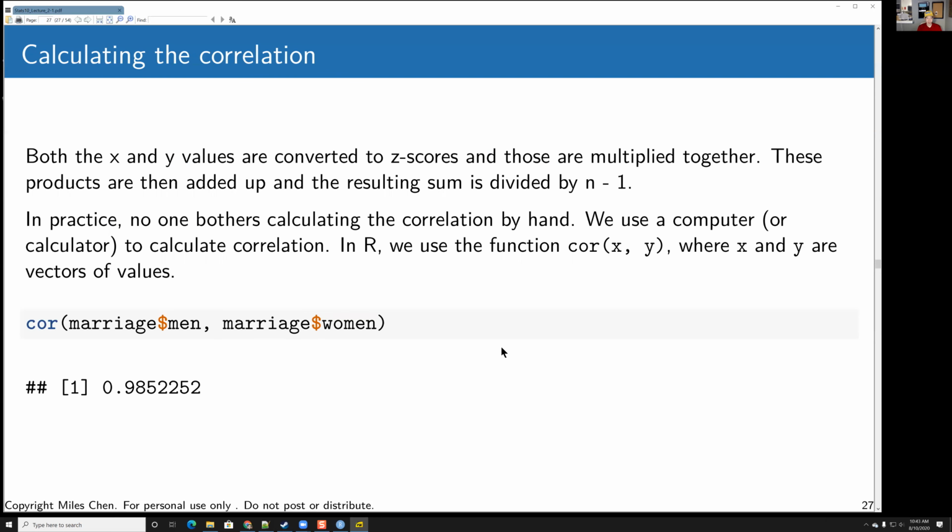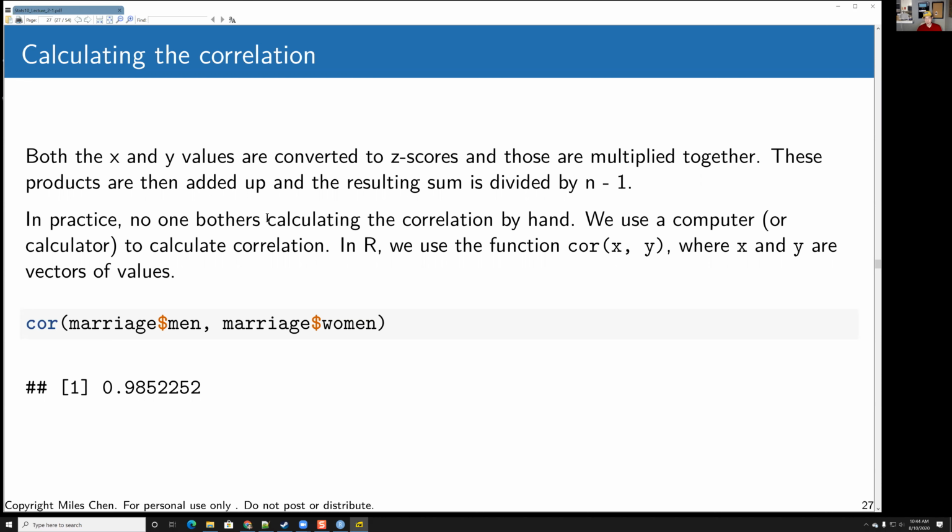All right, so in our course, we are not going to bother learning how to calculate the correlation by hand, okay? So I'm not going to show you the actual formula or anything like that. The general idea is you convert your x and y values into z-scores, and then you multiply these together, add them up, and divide. In practice, no one does this. No one calculates the correlation coefficient by hand.